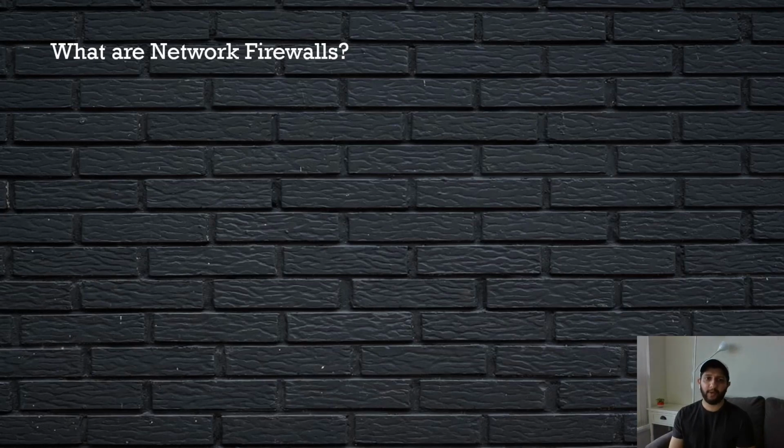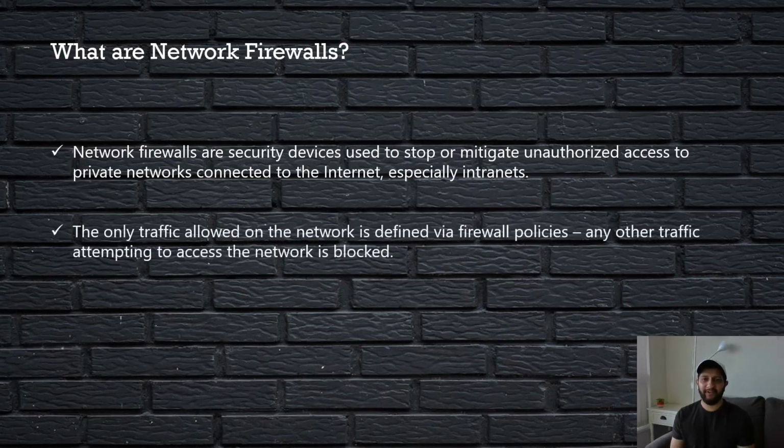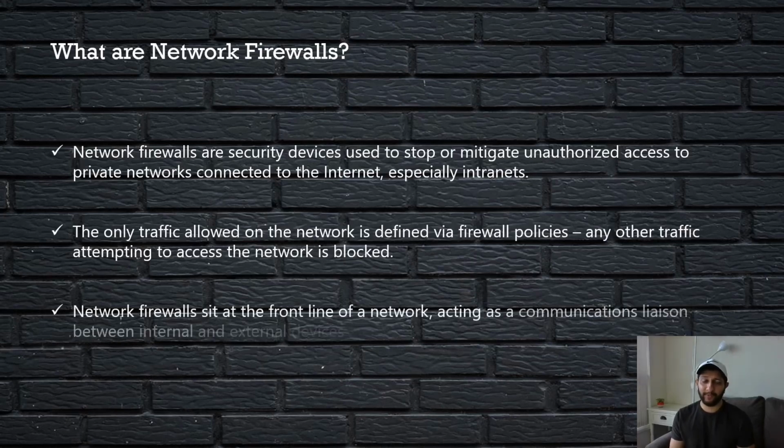So what are network firewalls? Well, network firewalls are nothing but security devices that are used to stop and mitigate unauthorized access to your private network which are exposed to the internet. Now, how do we do that? We write policies on that firewall. These policies are designed in such a way that when unauthorized traffic tries to enter your corporate network, those policies get triggered and then block that traffic completely. Now, where do we place that firewall? It is usually placed on the perimeter end, that is the front line between the internet and the internal network.